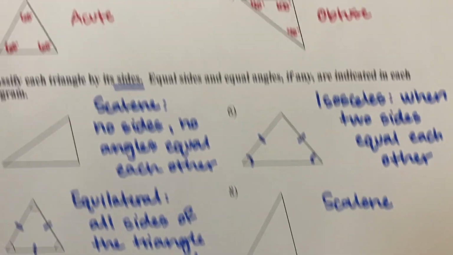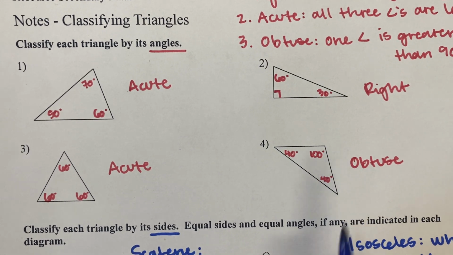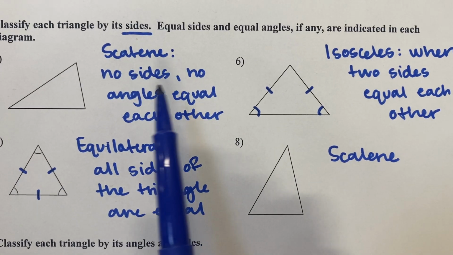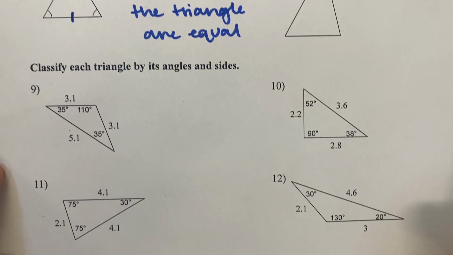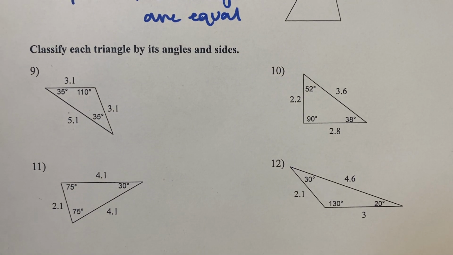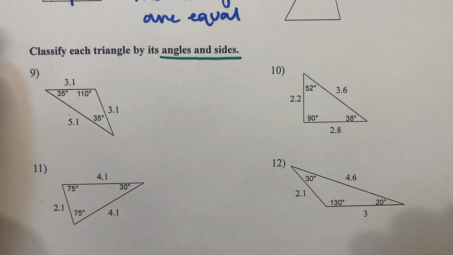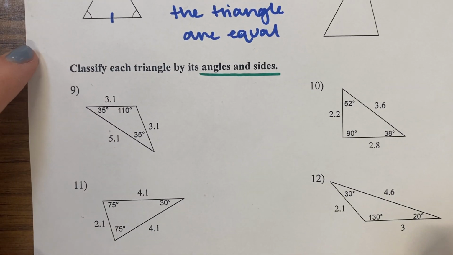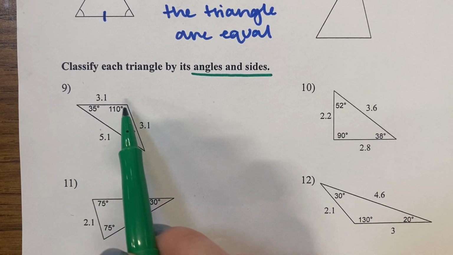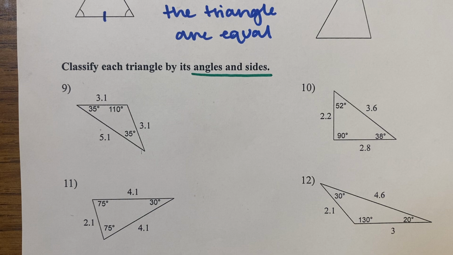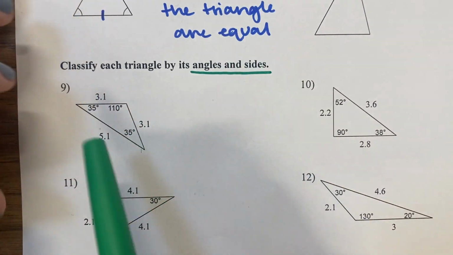Okay, awesome. So we know how to classify triangles now by their angles: acute, right, and obtuse. And we know how to classify triangles by their sides: scalene, isosceles, and equilateral. So now for numbers 9 through 12, we are asked to classify each triangle by both its angles and its sides. Let's go ahead and look at number 9. It's giving us our angle measures and our side measures. Let's look at the angle measures first, since we just talked about angles first. So ignore the side measures. Just look at these guys in here.